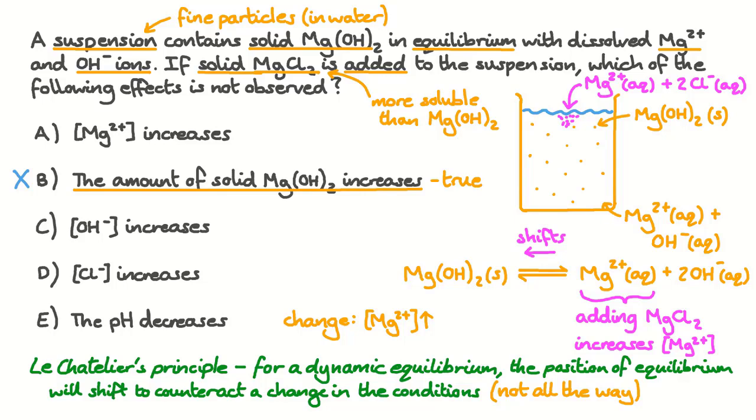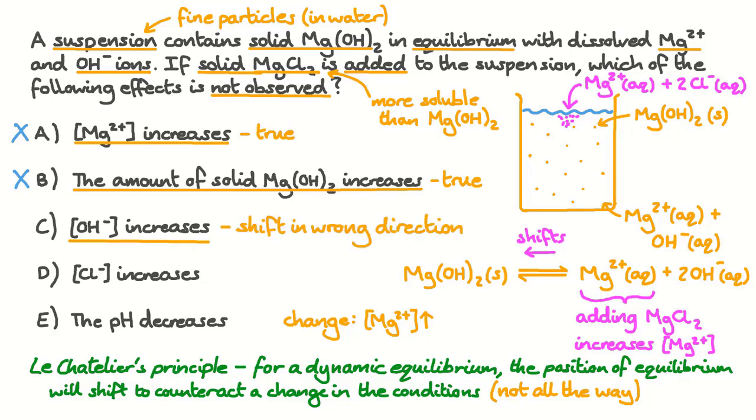What Le Chatelier's principle misses out is that a shift in the position of equilibrium will never completely counteract the change. So, while the position of equilibrium will move away from the reactants, the concentration of magnesium hydroxide will increase overall. Therefore, our correct answer is not that the concentration of magnesium hydroxide increases. We are looking for something that is not observed, and the concentration of magnesium ions would increase compared to the pure magnesium hydroxide suspension. What about an increase in the hydroxide ion concentration?